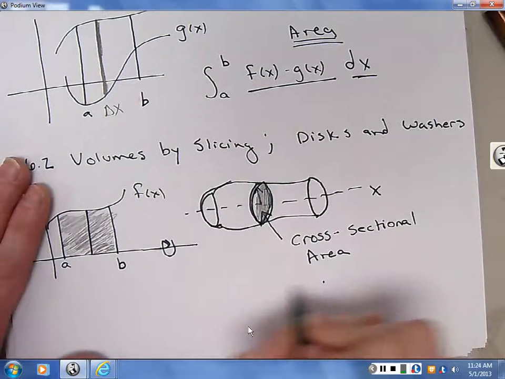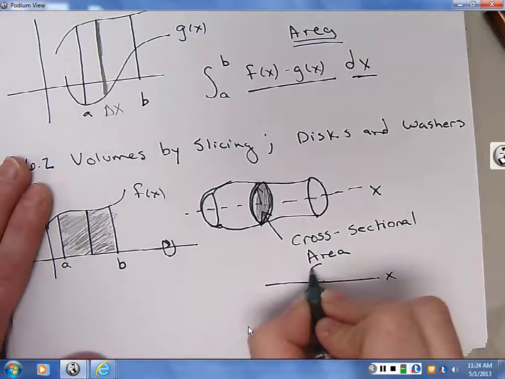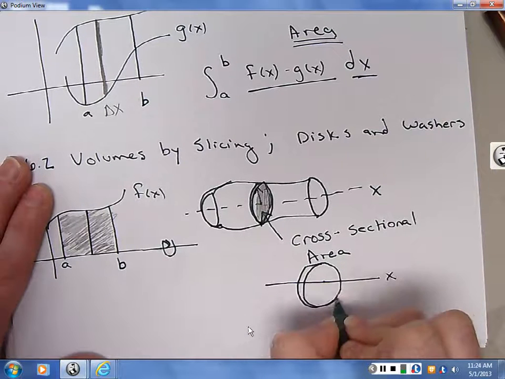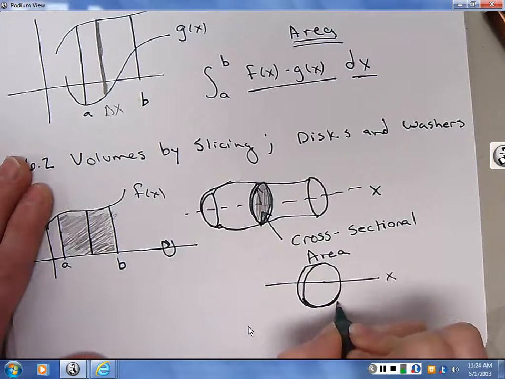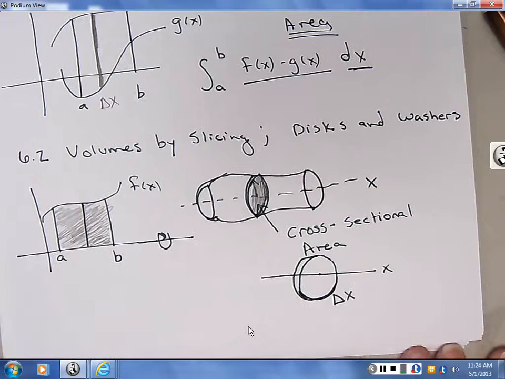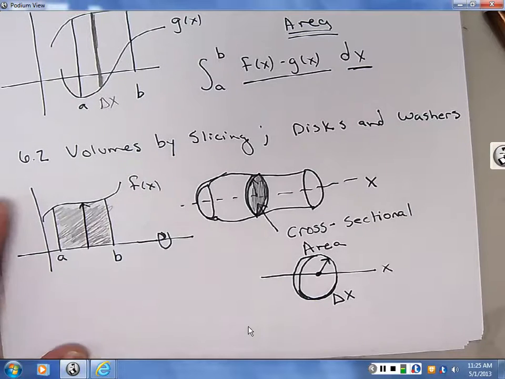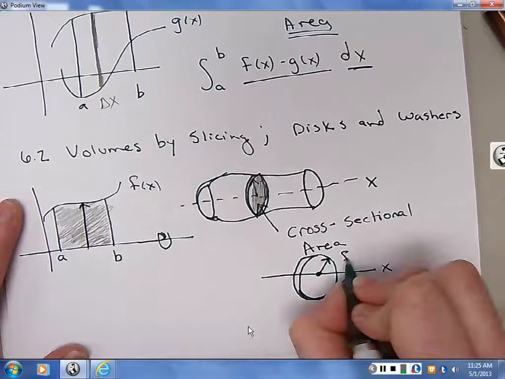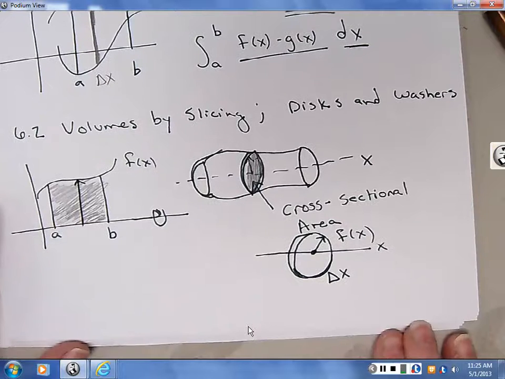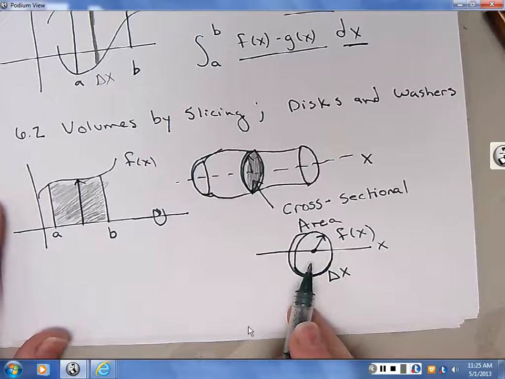I like to always draw my axis of rotation and what a cross-sectional area looks like, and when I do that, I have some differential length delta x. So I'm taking slices perpendicular to the x-axis. Each slice is going to have a differential length delta x. And then the distance from my axis of rotation to the function is just going to be a function of x, right? So how would I find the cross-sectional area of this disk?